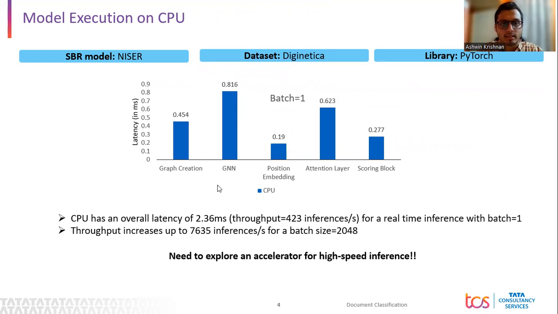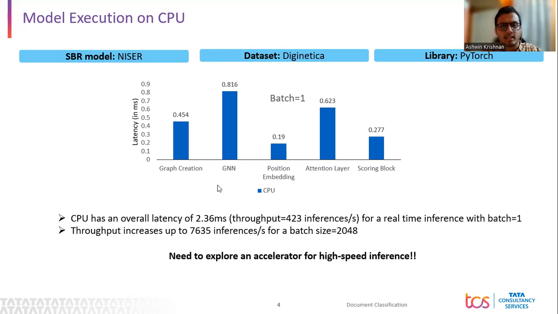We implemented the NISER model that was developed by our TCS team that has an MRR at 20 of 18.72 and recall at 20 of 53.39 on the Diginetica dataset. We found that for real-time inference with a batch of one, the overall latency was around 2.36 milliseconds with a throughput of 423 inferences per second. It increased with an increase in batch size. For example, at a batch of 2048, the throughput increased up to 7600 inferences per second.